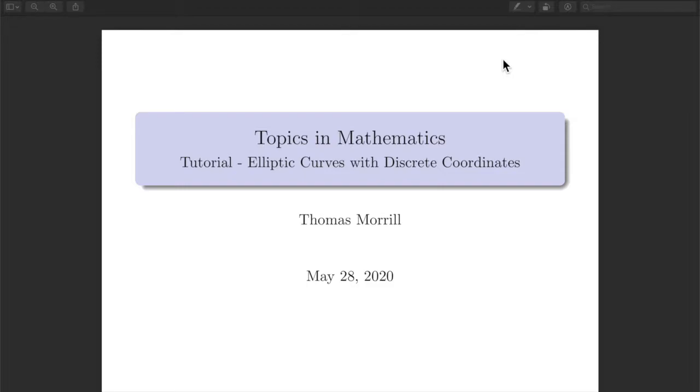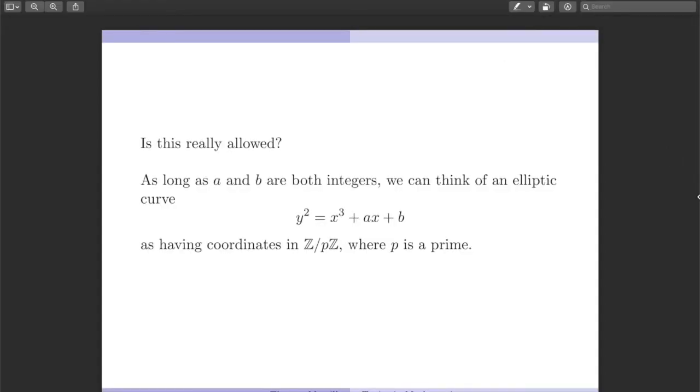All right, so this is one of my theory talks for our tutorial today. We're working with elliptic curves where the coordinates are not real numbers. They are integers modulo a prime. The point of this mini lecture is to try to explain why that is allowed. Our formula for any elliptic curve is going to be y squared equals x cubed plus ax plus b. That's the Weierstrass form.